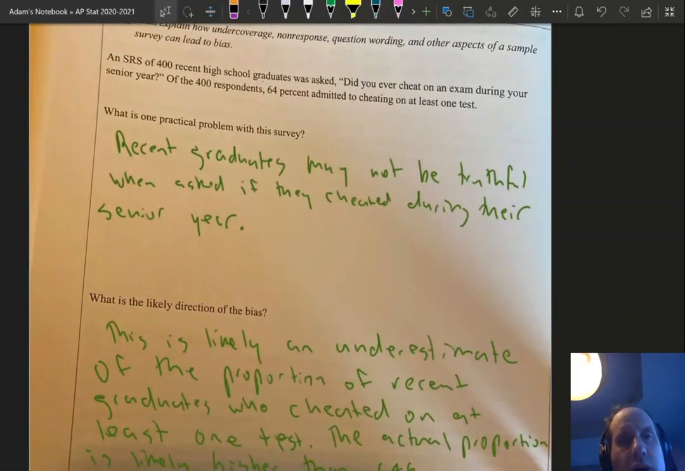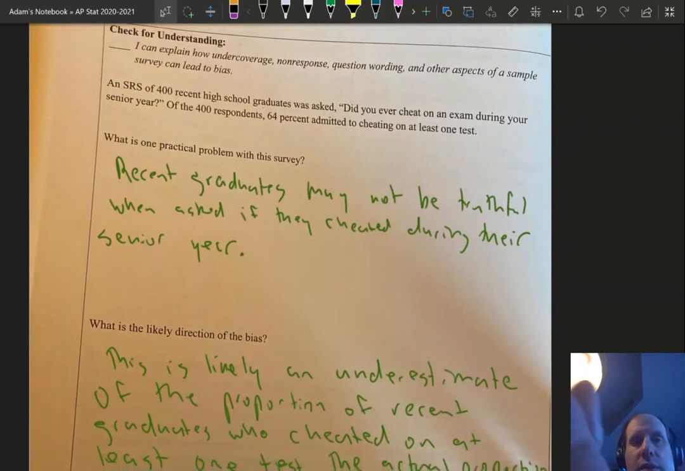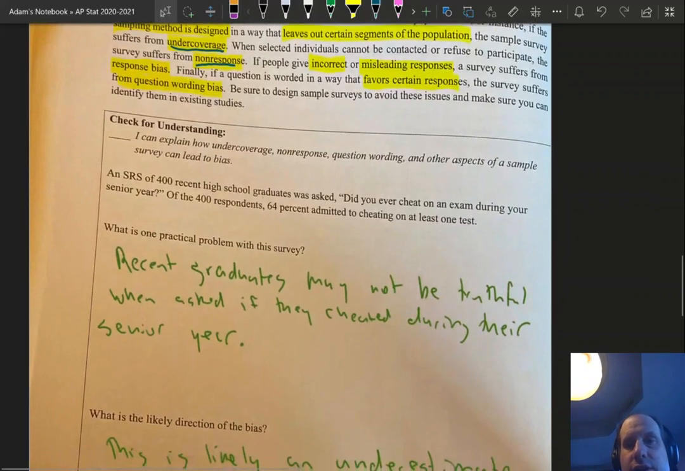A simple random sample of 400 recent high school graduates was asked, did you ever cheat on an exam during your senior year? Of the 400 respondents, 64% admitted to cheating on at least one test. What is one practical problem with the survey? All right, obviously, a lot of people are not going to be truthful about cheating on an exam. This is actually about whether people are going to be honest. This goes back to people giving incorrect or misleading responses. This is the example of a response bias.